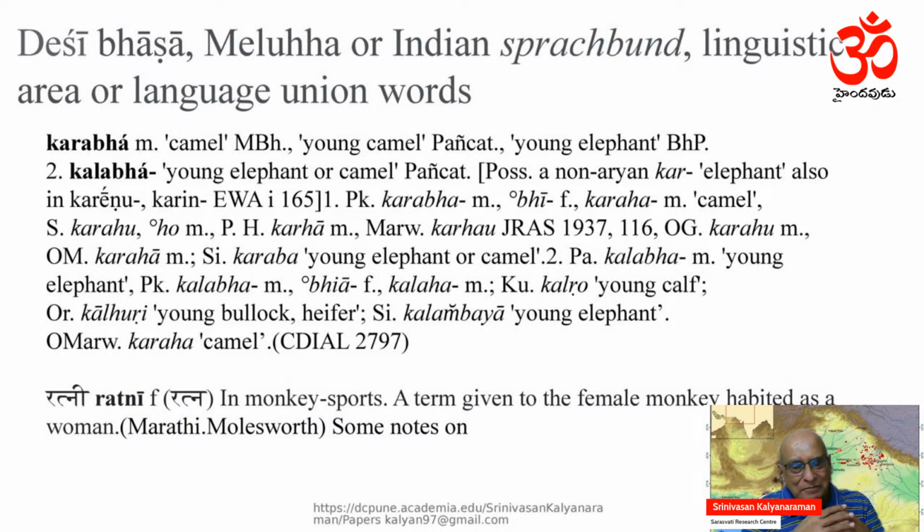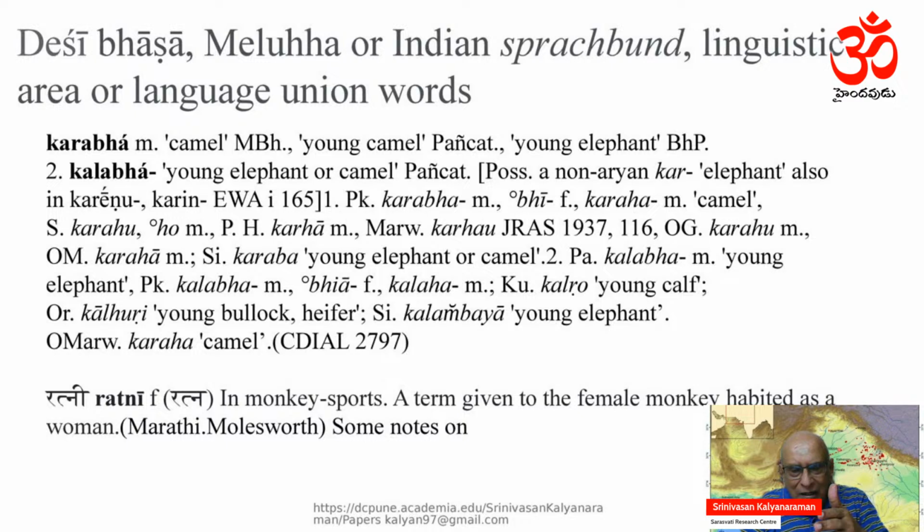This is Desi Bhasha. Meluha. Indians speak in a linguistic area, a language union of words. Karaba is a camel. Karaba also is a young elephant. Kalaba is a young elephant. Kar, Iba, Kariba. Karahu, Karhu, Karhau, Karahu. Young elephant or camel. Kalaba, young elephant.